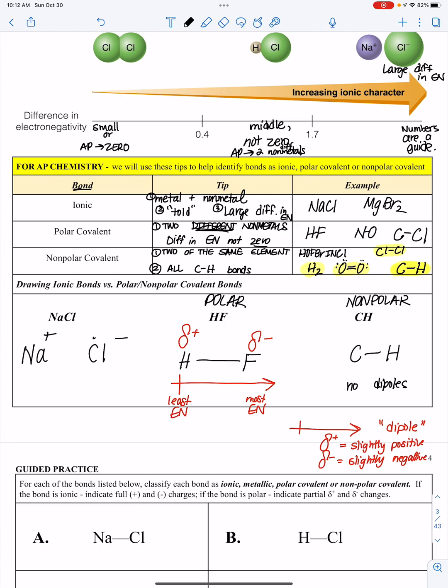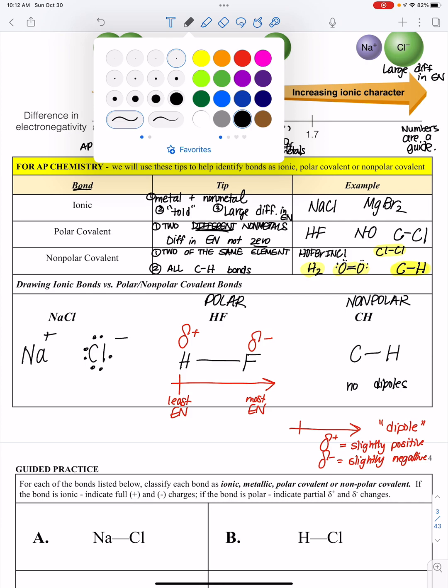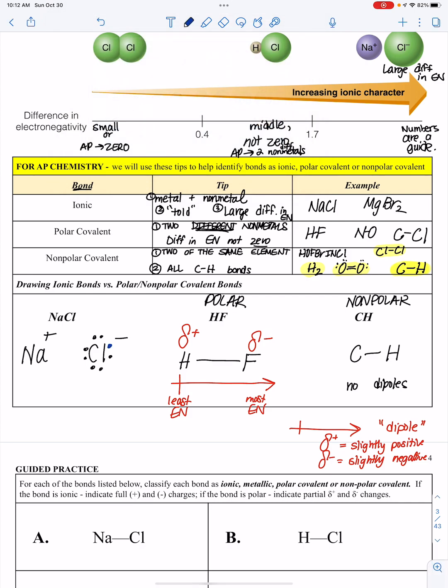What we're going to see is chlorine picks up an electron from sodium here. So gained one electron. That's where the minus charge comes in. And this is lost one electron. That's why it's a positive charge there. So that's how you would draw your ionic bonds. You have full positive and negative because they fully gained and lost electrons.